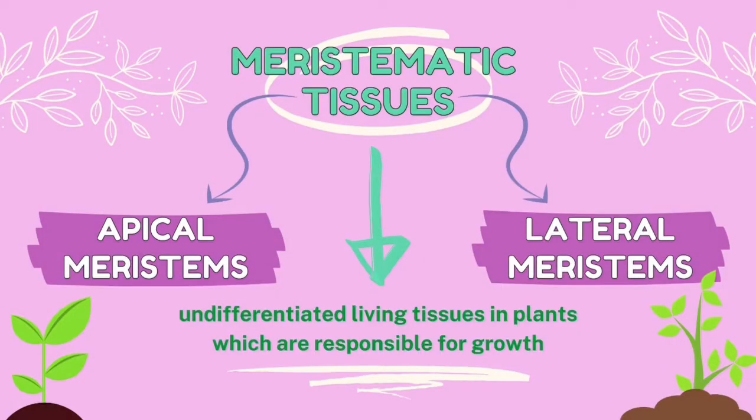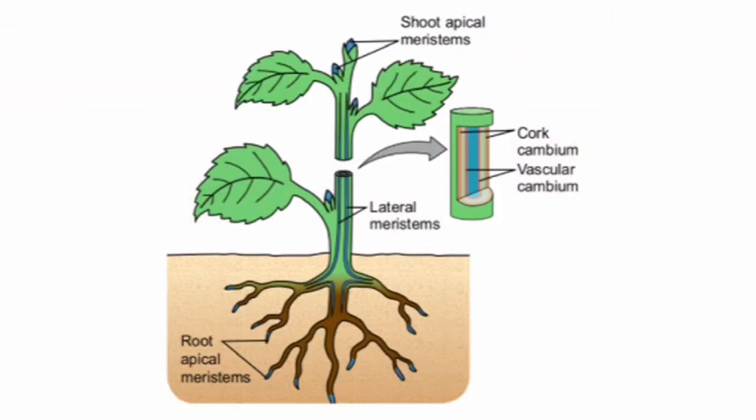Meristematic tissues are basically undifferentiated living tissues in plants which are responsible for growth. There are two types of meristematic tissues, which are the apical meristems and the lateral meristems. The apical meristem tissues are located in the tips of the plant shoots and roots, whereas lateral meristems consist of cork cambium and vascular cambium.